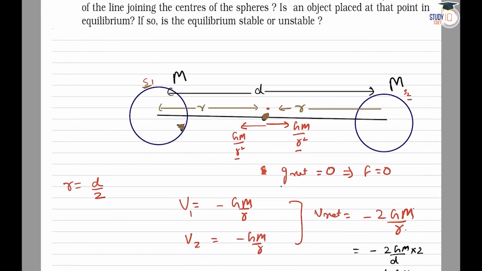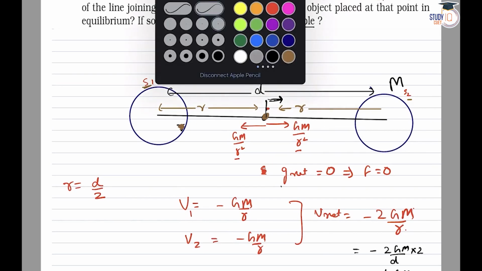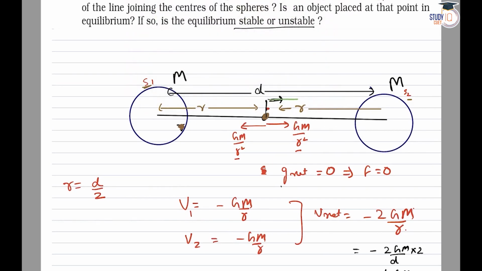Now the third part: is the equilibrium stable or unstable? What do we mean by stable equilibrium? Stable equilibrium means if the particle is displaced from the mean position, it returns to its position after the removal of force. But in this situation, this is the mean position. If you displace the particle toward this direction, then it will continue to move in this direction and never return back. So the type of equilibrium is unstable. Unstable equilibrium, because after displacing the particle from the mean position along the line joining them, the particle will never return.